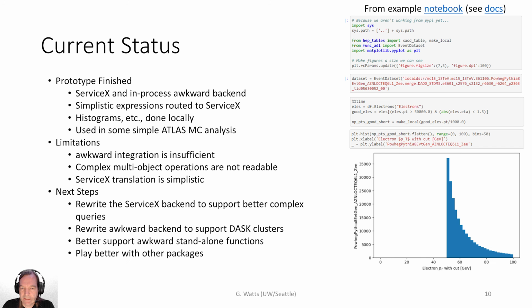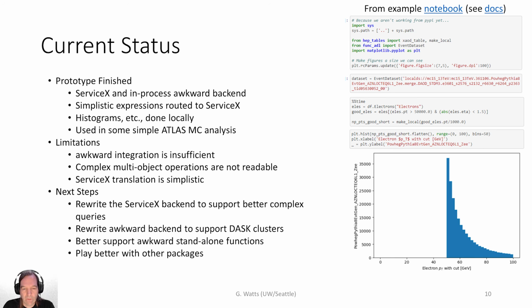So heptables currently exists as a prototype. For example, I have pasted various cells from a Jupyter notebook, which scans some Atlas Z2EE Monte Carlo, performs a cut on both eta and PT, and then plots the PT as you see here. The prototype is finished. ServiceX and an in-process awkward backend exist. Only simplistic expressions are routed to ServiceX. Histograms and other types of aggregation are done in process. I've used it in some simple Atlas Monte Carlo analyses for long-lived particle searches.